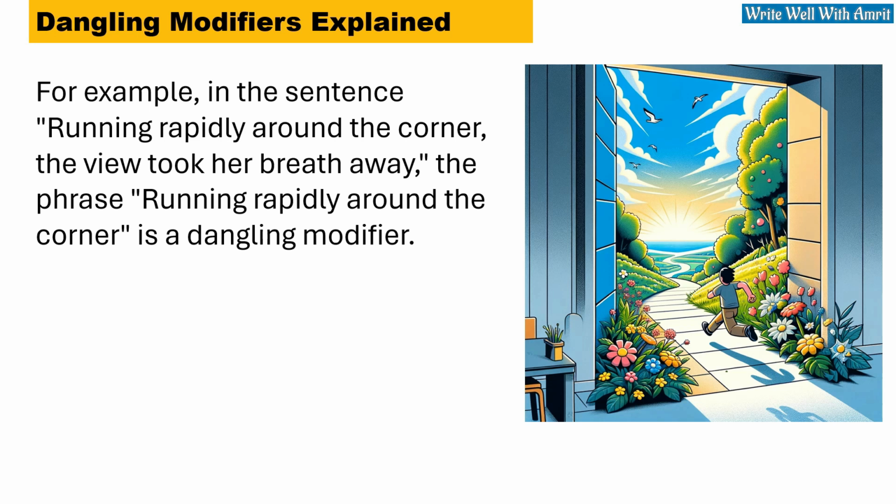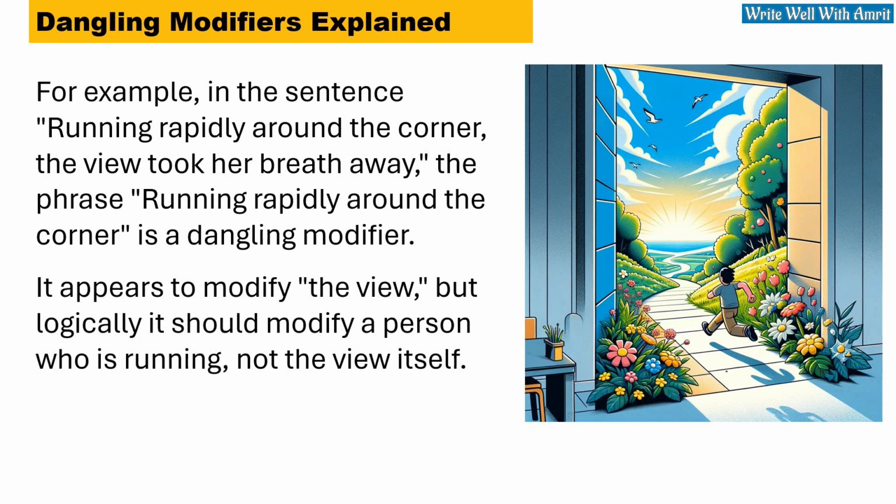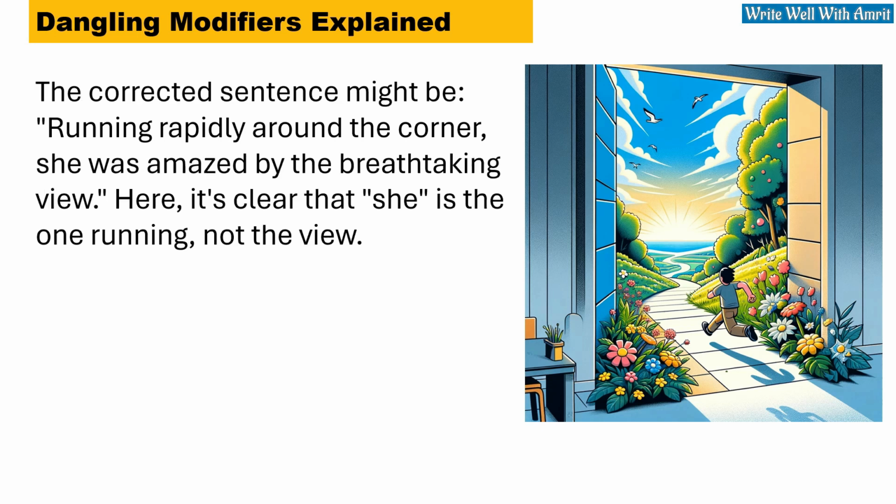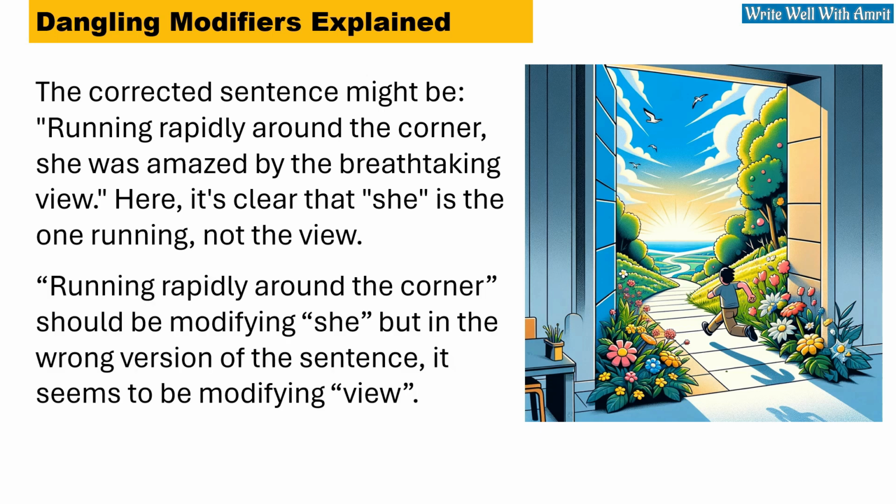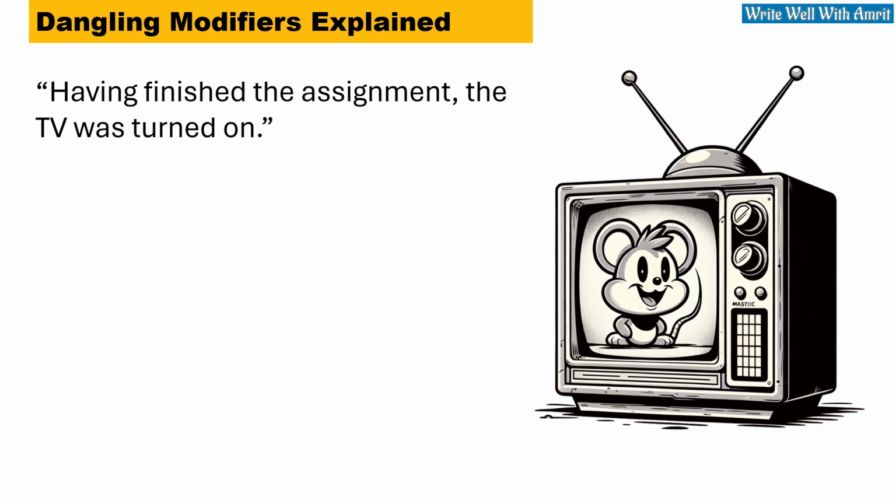The phrase, running rapidly around the corner, is a dangling modifier. It appears to modify the view, but logically it should modify a person who is running, not the view itself. The corrected sentence might be, running rapidly around the corner, she was amazed by the breathtaking view. Here it is clear that she is the one running, not the view. Running rapidly around the corner should be modifying she, but in the wrong version of the sentence, it seems to be modifying view. Having finished the assignment, the TV was turned on.